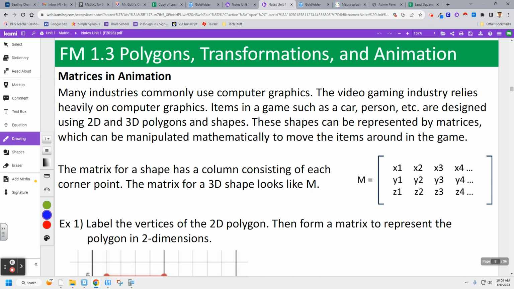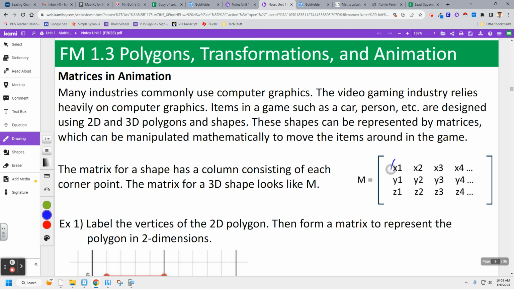Items in a game, such as a car, person, etc., are designed using 2D and 3D polygons and shapes. These shapes can be represented by matrices, which can then be manipulated mathematically to move items around in a game. I think that's kind of cool. The matrix for a shape has a column consisting of each corner point. The matrix for a 3D shape looks like M.